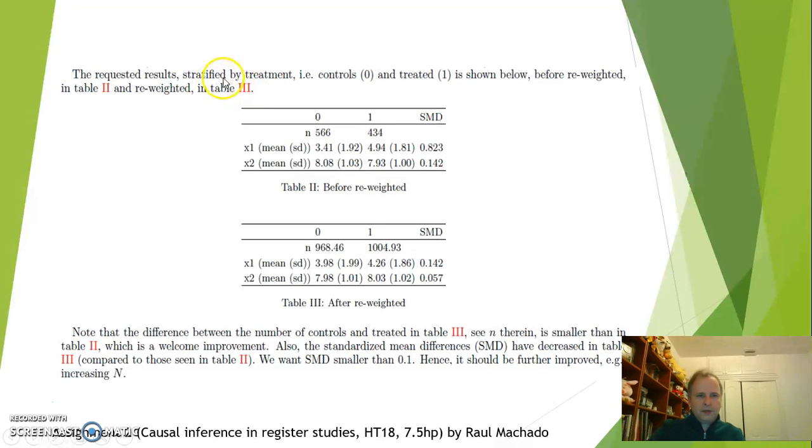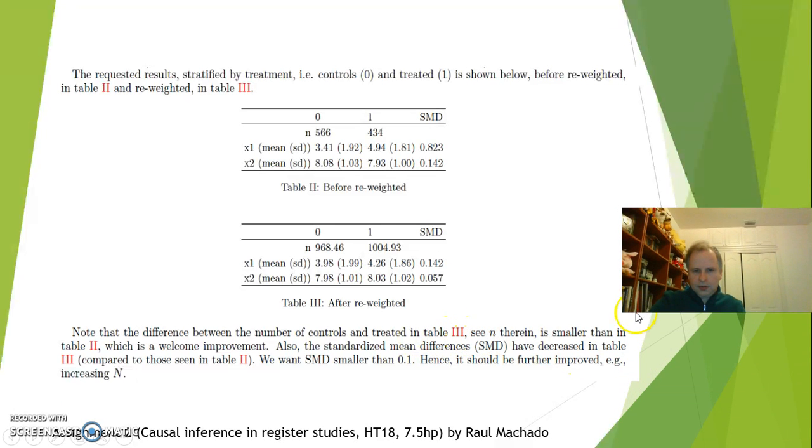The requested result stratified by treatment, that is control and treated, is shown below: before reweighting in this table, and reweighted in table 3 here. Note the difference between the number of controls and treated. For instance, it's 566 while it's 434. Once reweighted, they are very close to each other. Just to let you know, this is smaller here than here.